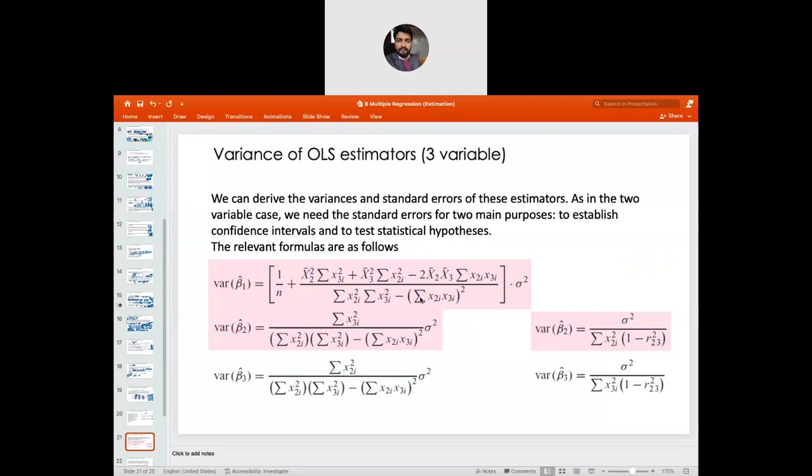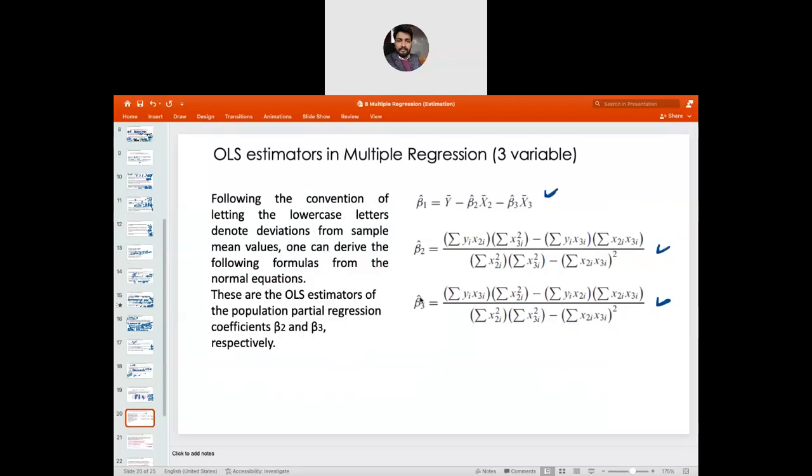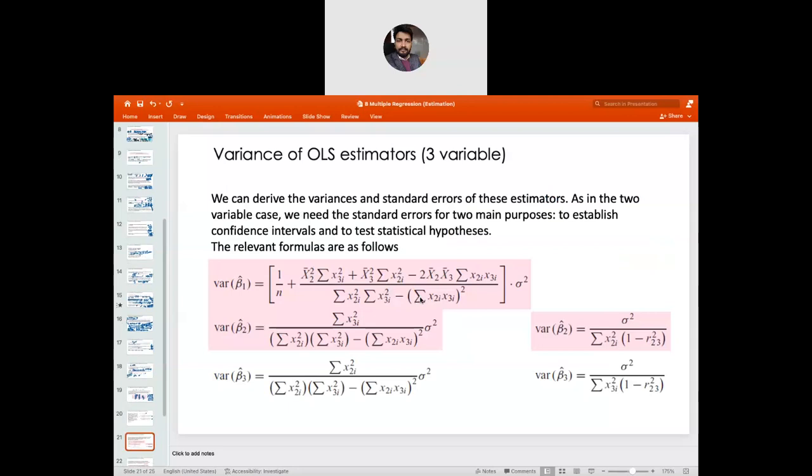Now the variances. Of course, here proofs are required. Here also proofs are required. How to get the variance? We will prove it later. Right now, these are the variances of the three betas, and you understand the concept of variance of an estimator, right? Or standard error, standard deviation of an estimator, right? So these are the variances of the three betas.